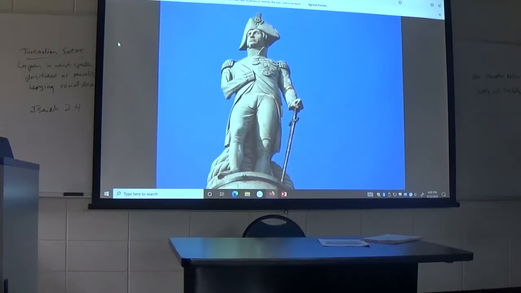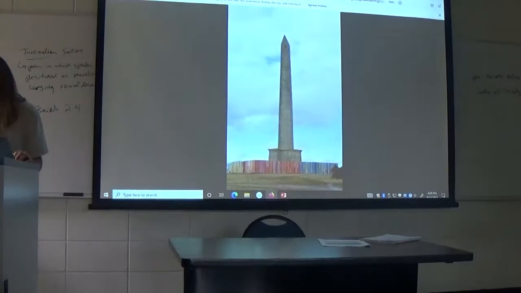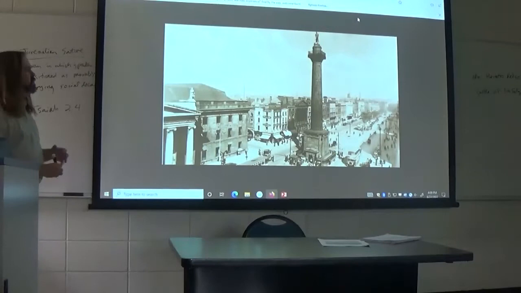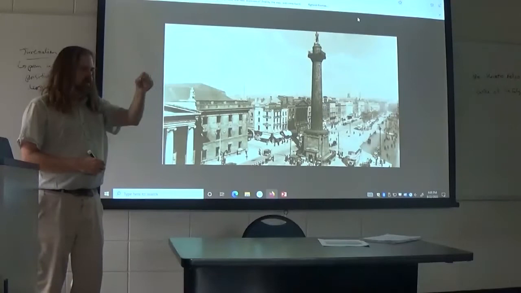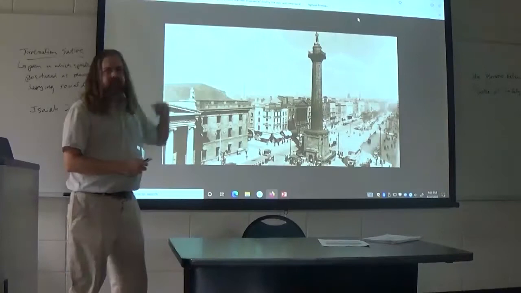He also spent a lot of unsupervised time with other men's wives. But yeah, so there are Nelson's pillars that are built in the early 19th century all over Britain and Ireland. In fact, one of the most famous, one of the earliest to go up, was in Dublin. In the middle of the main street running through North Dublin, which was then called Sackville Street. It's now called O'Connell Street. And this is what it looked like when it was intact. Then in 1966, the IRA blew it up.